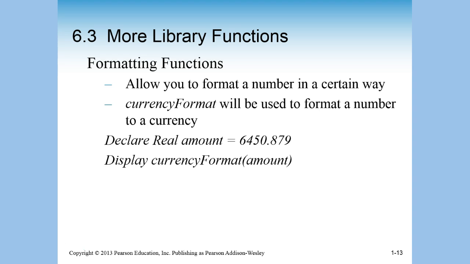In a little example here, we declare a variable called amount, and we assign it the value of 6,450.879. And then finally we say display currency format, and we pass in the variable amount. The outcome from this is a display that would show you a dollar sign, a comma where the thousands place should be, and the decimal places have been rounded off.